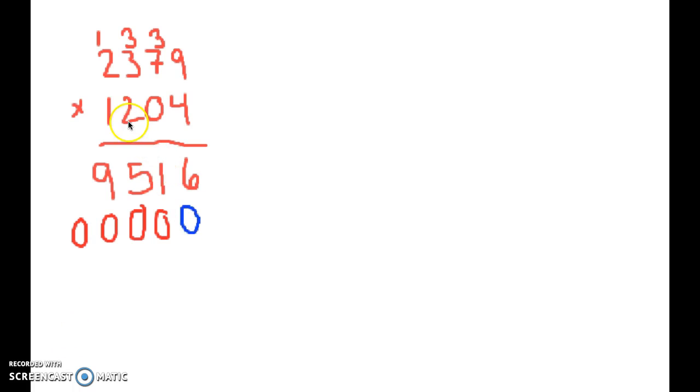So now we move on to 2 times 9, which is really 200 times 9. So we need to add placeholders to represent that we're multiplying in the hundreds place. So this time we add 2 zeros because we are multiplying in the hundreds place. Now we can move on and multiply 2 by 9.